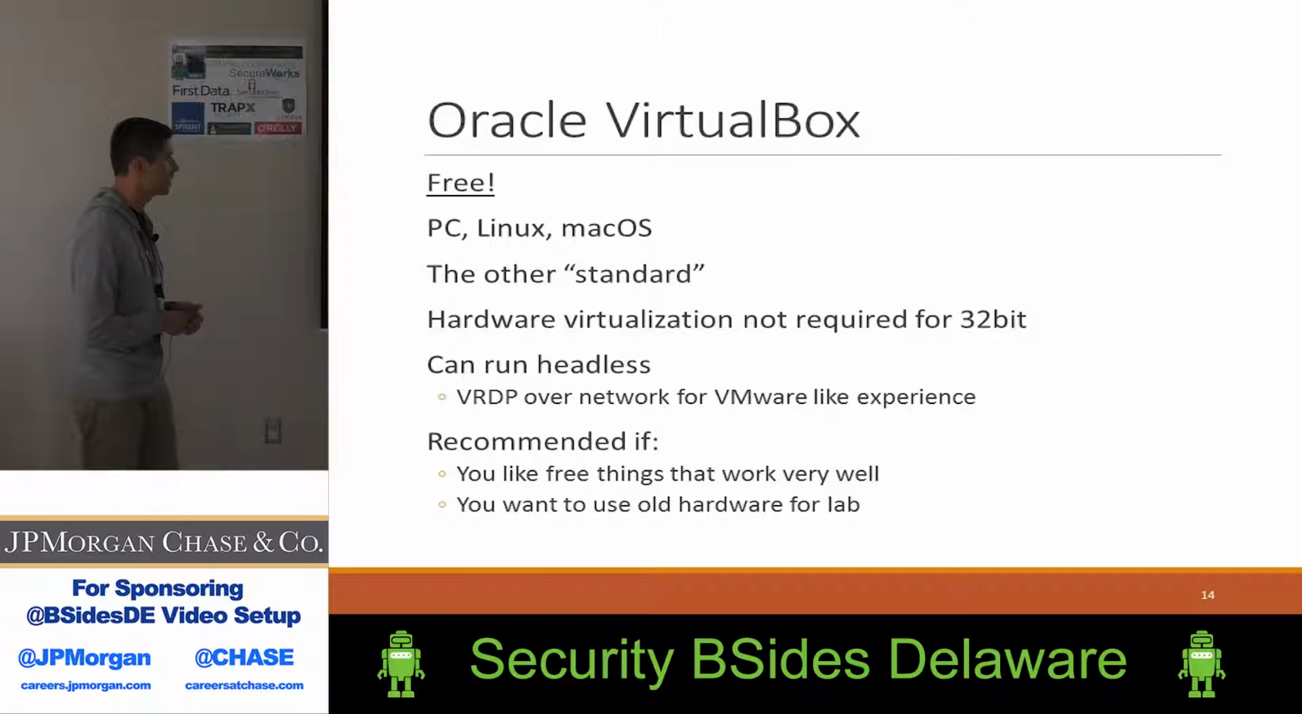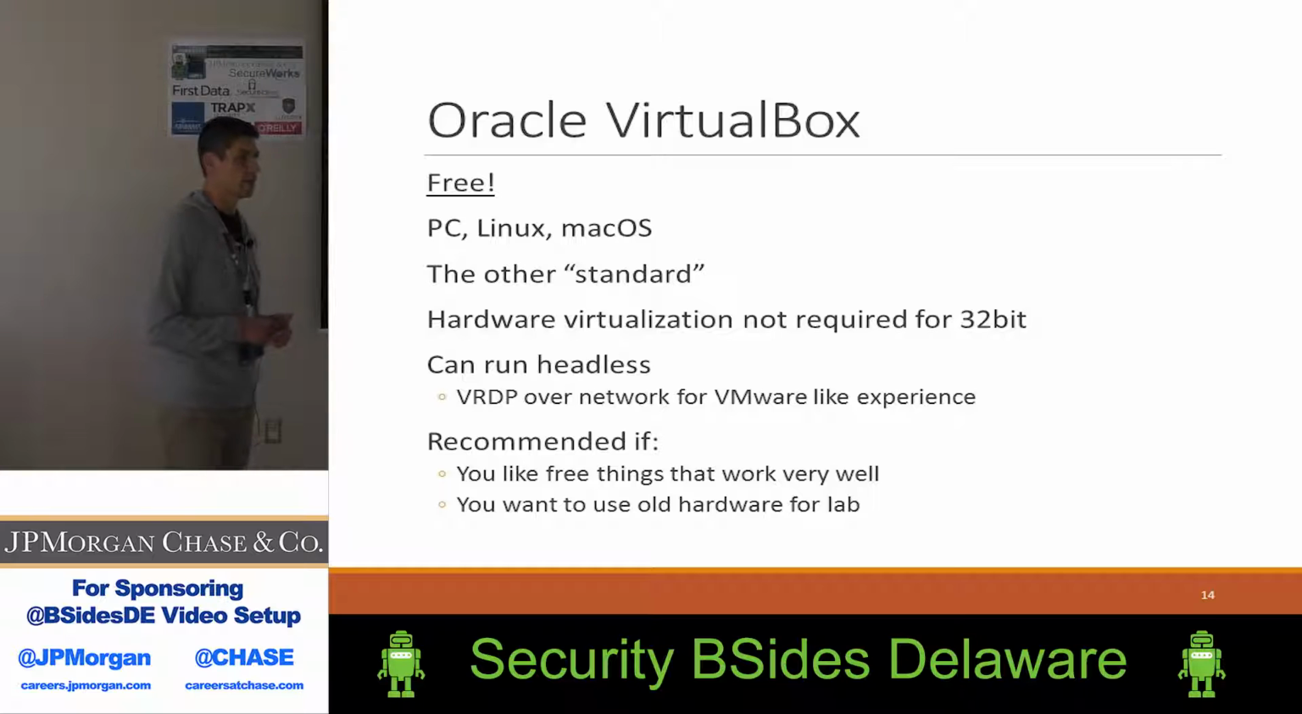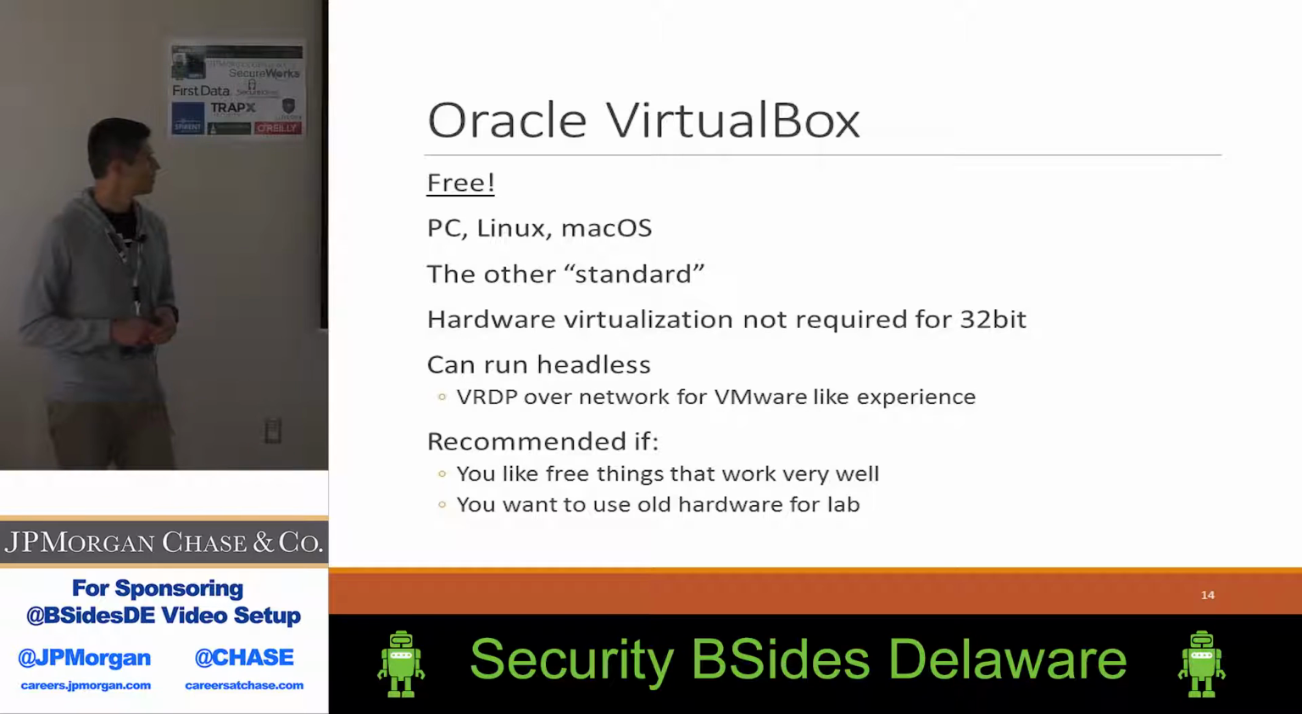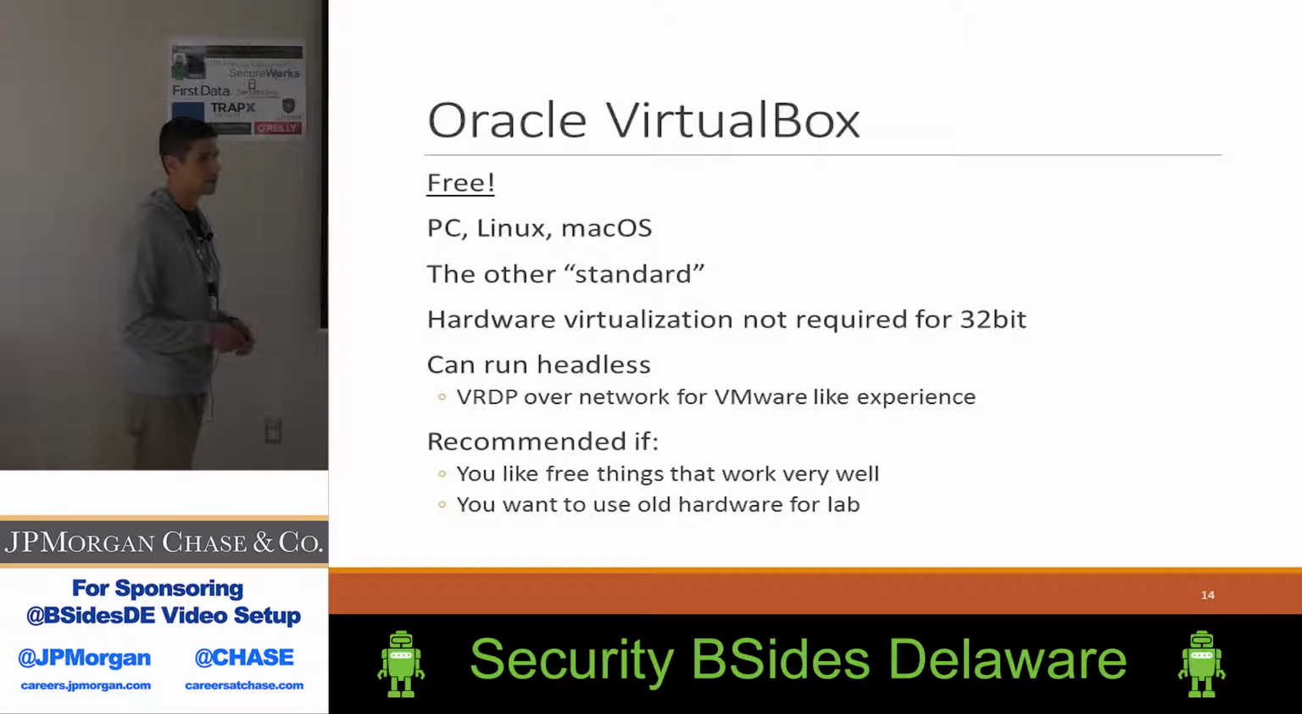Hardware virtualization is not required for 32-bit virtualization in VMware. So if you have some really old hardware, you might want to look at this because Workstation is probably not going to be compatible with that. Some other interesting features in this are you can run this headless and kind of pretend like it's a type 1 and have it remotely on your network and connect to it with RDP to your virtual machines. That's an interesting option that none of the other ones offer.